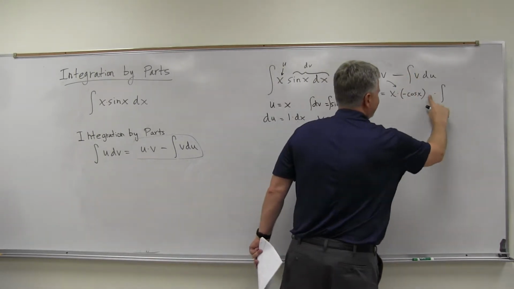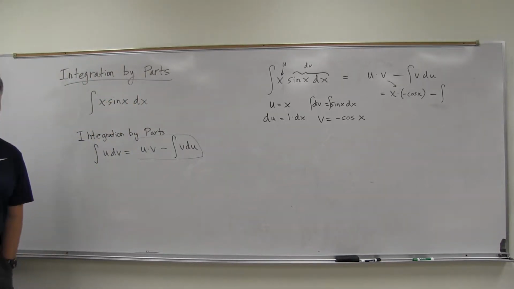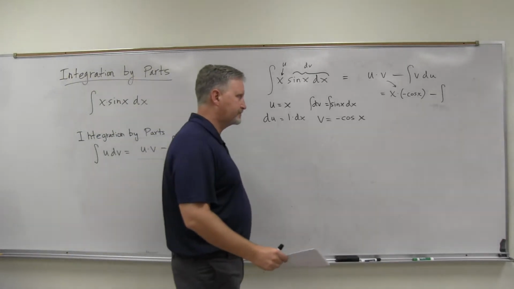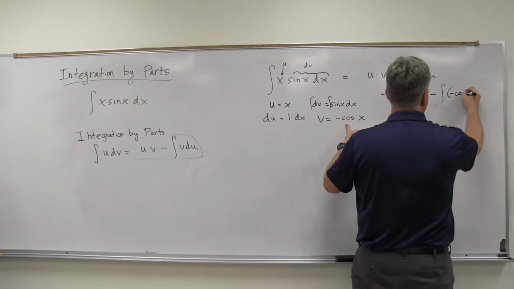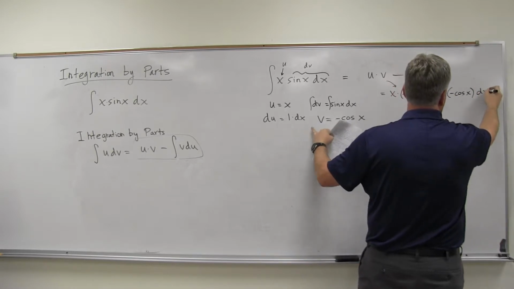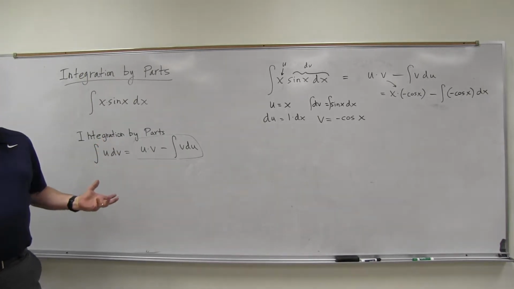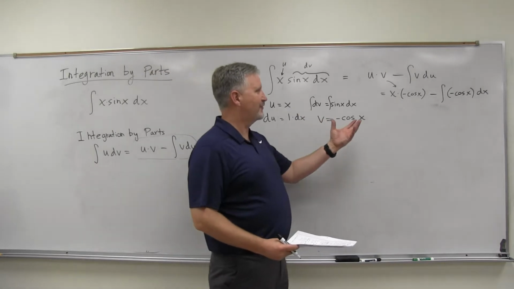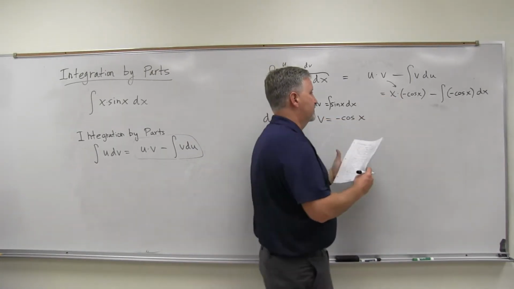Minus. I was just checking, making sure. Yes, minus the integral of v du. So it's minus what? v is minus cosine of x. And du, good news here, du is dx. It won't always be that nice, but this makes sense. So what have we done? We've gotten it to this: minus x cosine of x.